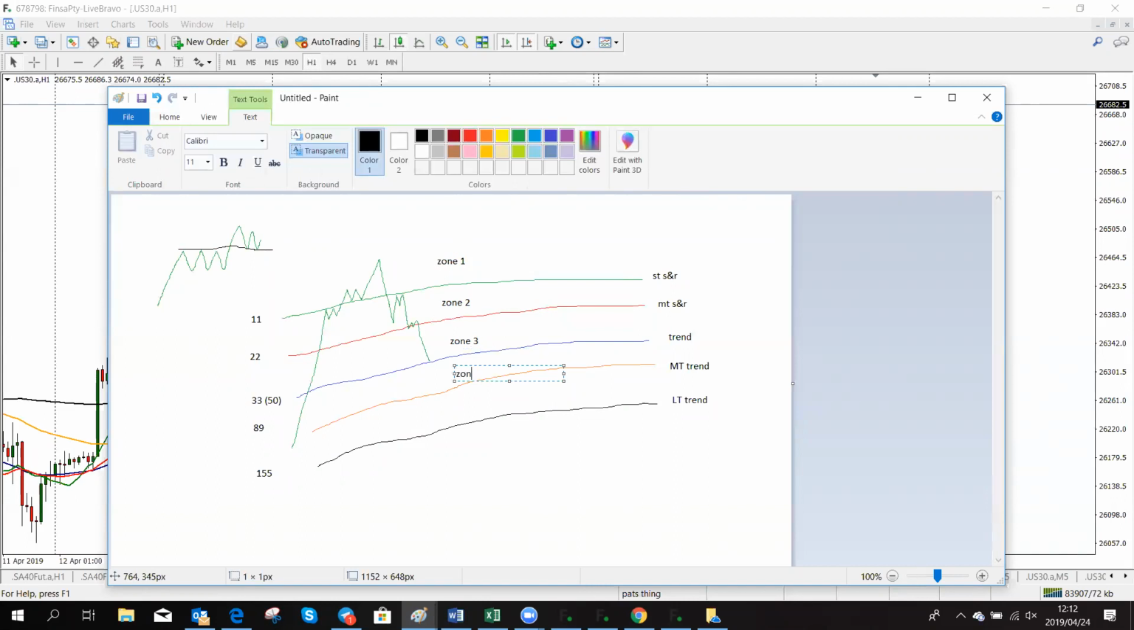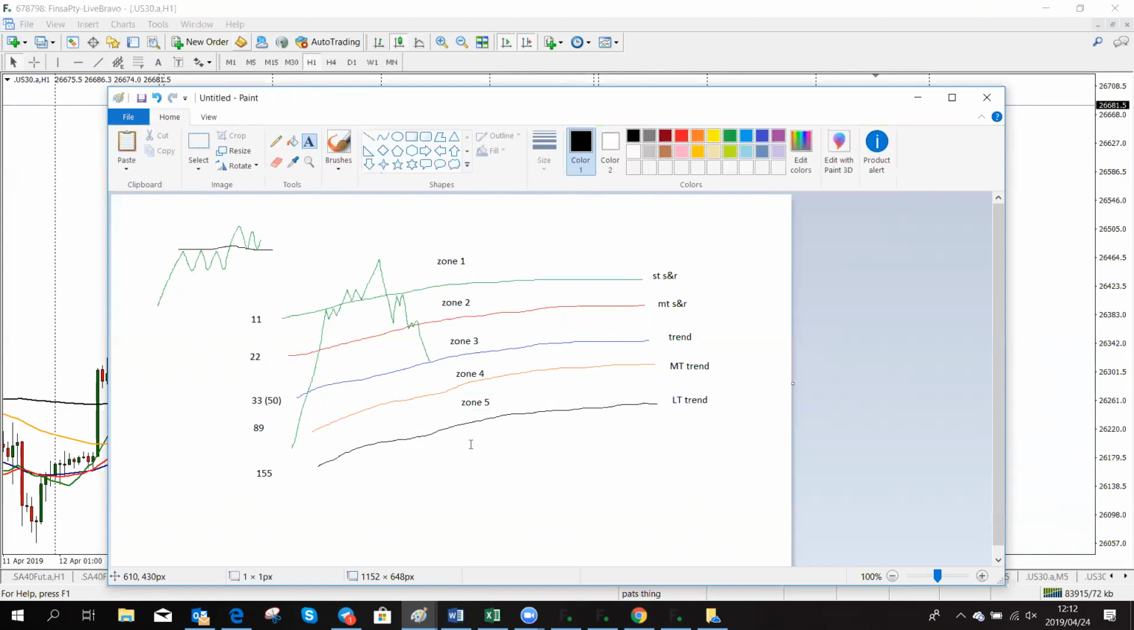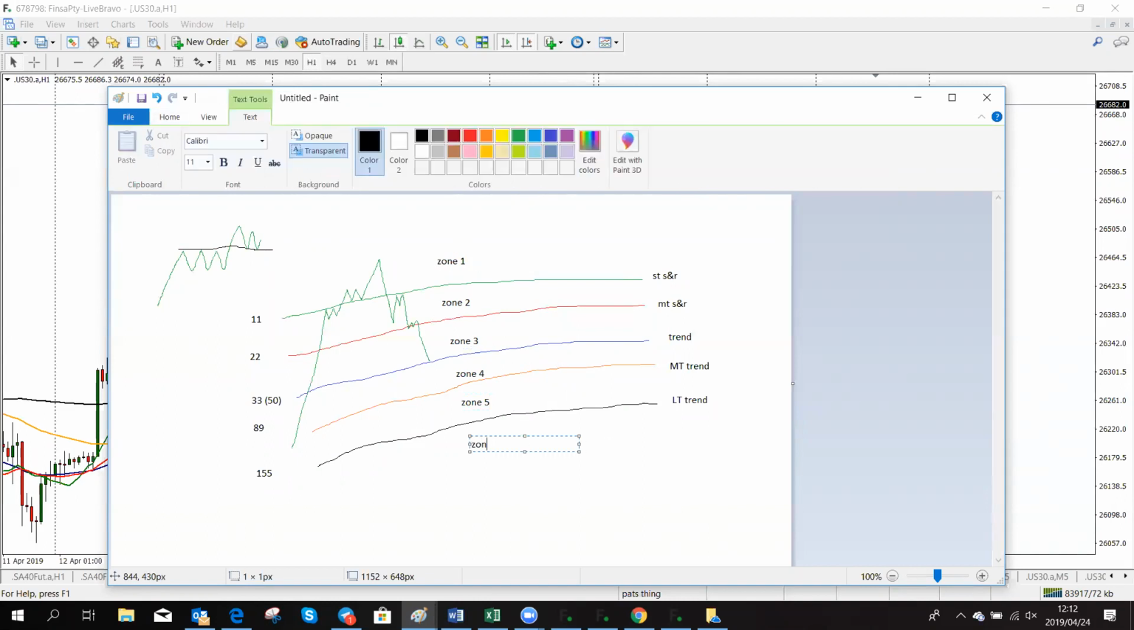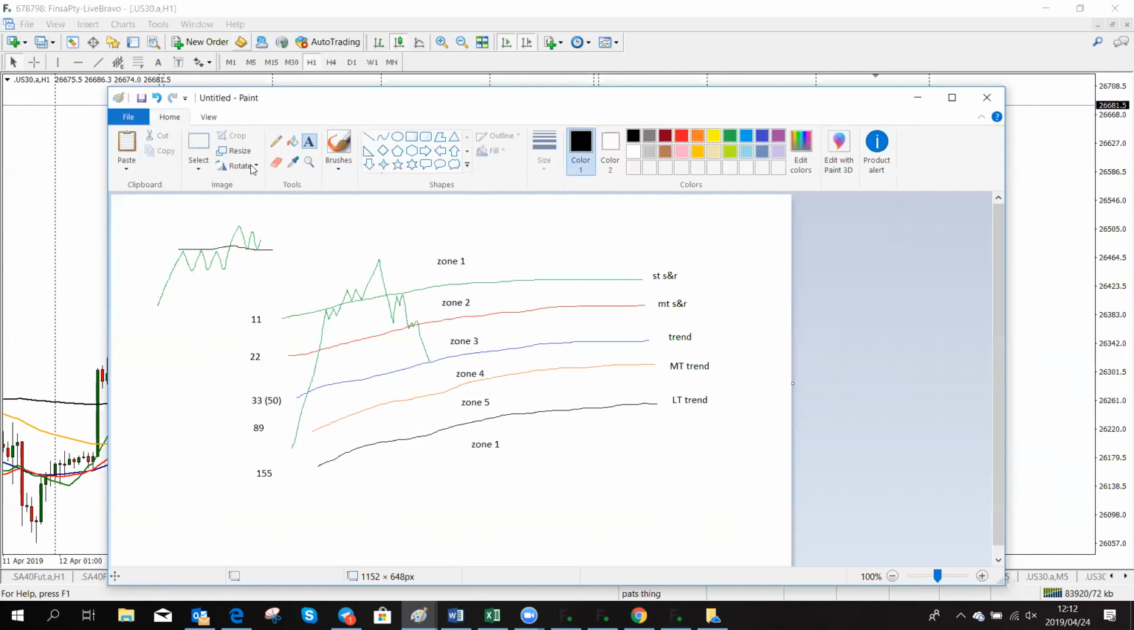Zone 4. Zone 5. I'll explain these in detail now. And then below the black, we're going to be in zone 1. Okay, so let's look at this again.